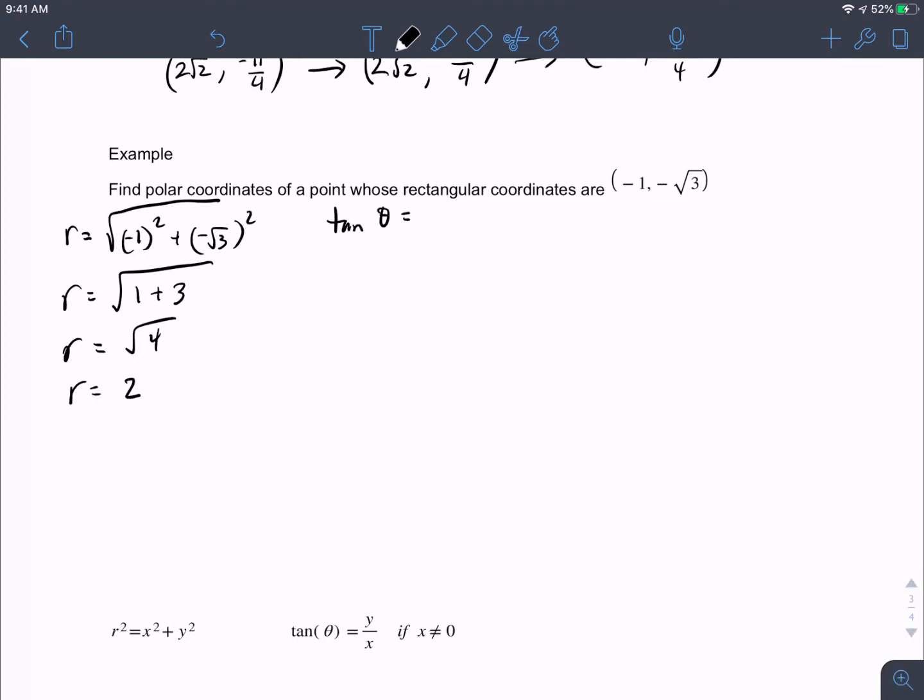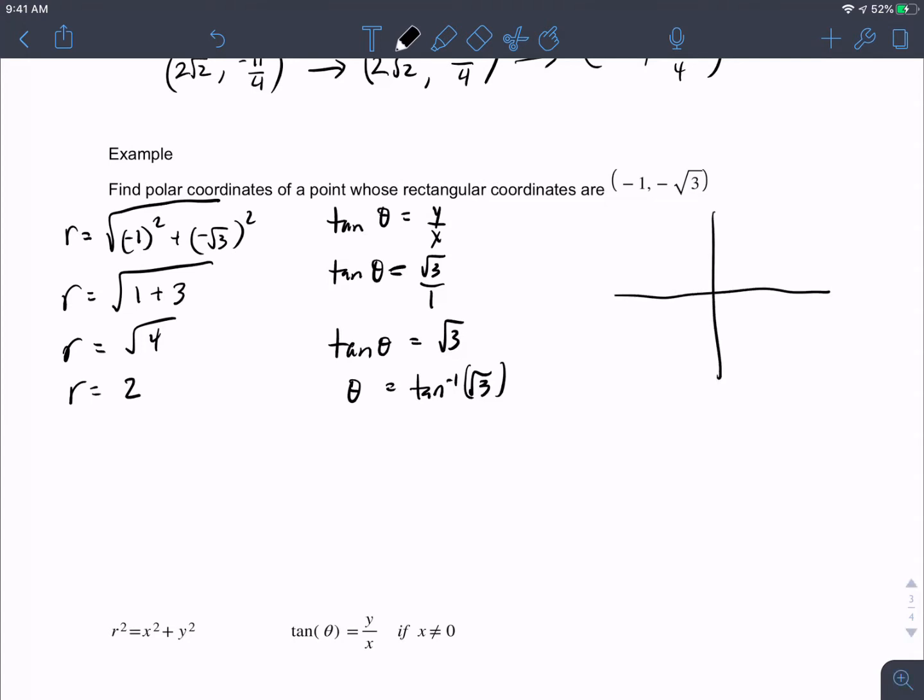And then tan of theta is going to be equal to, again, y over x. So then tan of theta is going to be equal to radical 3 over 1. Both being negative, the negatives are going to drop. And so tan theta is equal to radical 3. Theta is equal to tan inverse of radical 3. And so where does that happen? If we were to draw coordinates, we know that at pi over 3, we get radical 3 for tangent. And so we can get that.